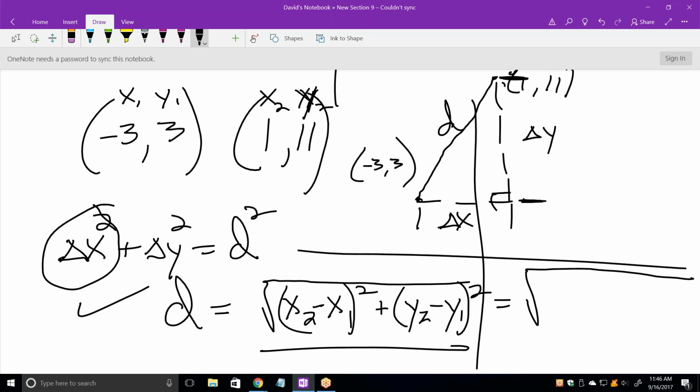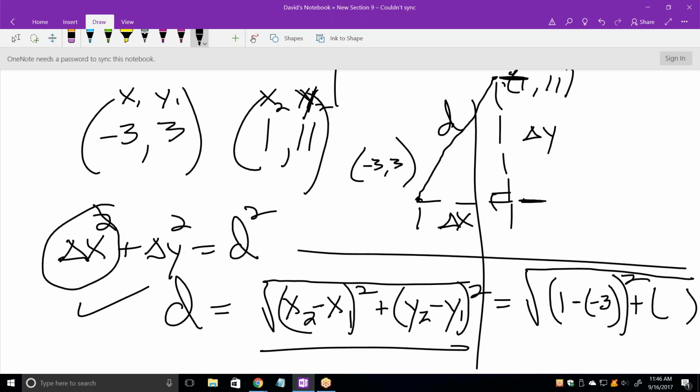Plug it in. What's x sub 2? X sub 2 is 1, minus x sub 1, which is -3. Notice I had to use parentheses, and I have two minus signs together there. I've got to square that. We'll simplify it later. The first step is to get everything filled in. Simplifying is the easy part.